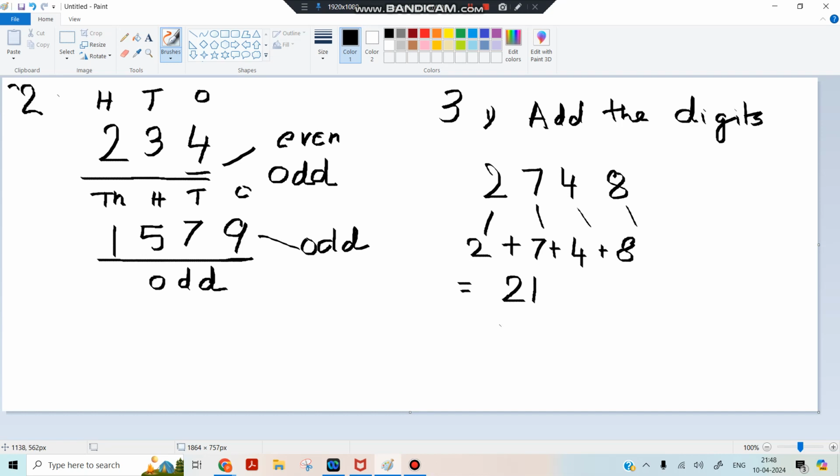Now, this number that we get after adding the digits, is this number divisible by 3? Now we all know the table of 3. So does 21 come in the table of 3? Yes, it does. 3 times 7 is 21. So if the sum of the digits is divisible by 3, then my given number is also divisible by 3. Now let's verify if it is true, because I just took a random number.